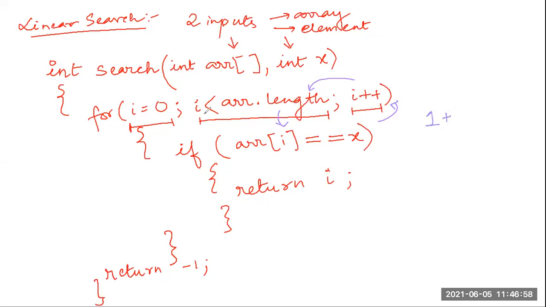Plus, how many times is this part executed? This part is n minus 1 times, right, n minus 1 times.